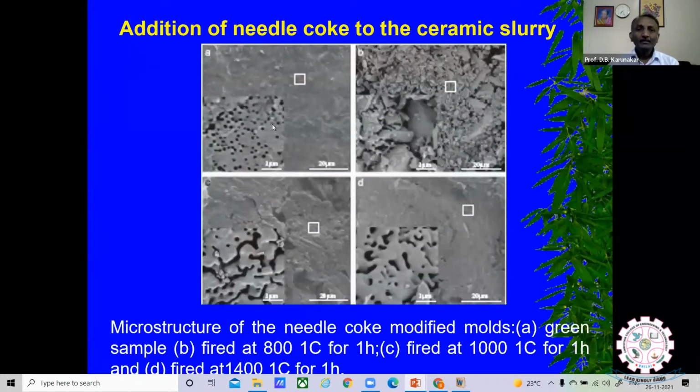Now you see, this is the microstructure of the ceramic shell, and here you can see tiny passages everywhere. These are all the passages created due to the addition of the needle coke.